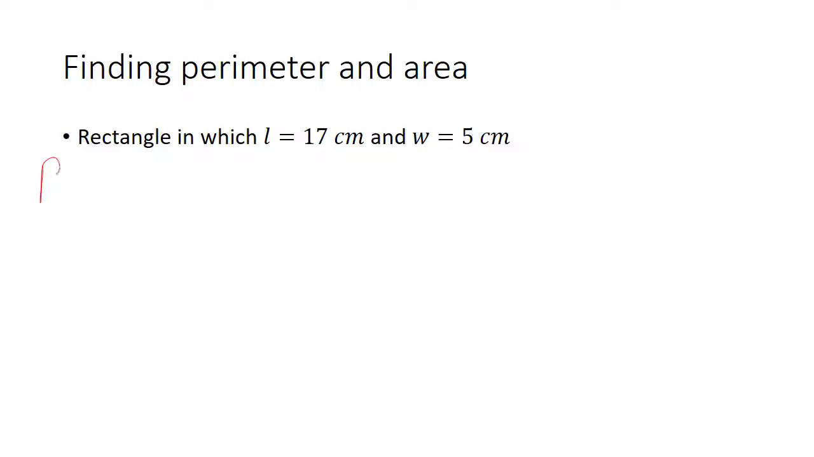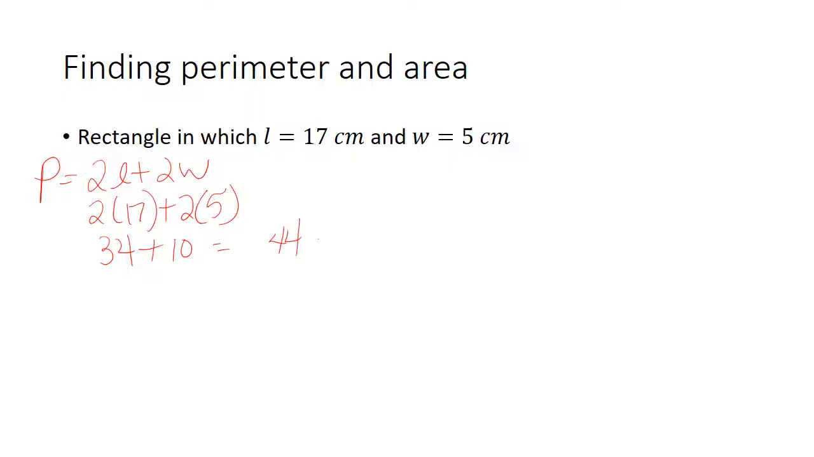So let's find some perimeter and areas. Let's say we have a rectangle that has a length of 17 and a width of 5. So let's find our perimeter first. Remember, our perimeter is going to be 2L plus 2W. So 2 L's would be 2 times 17, plus 2 W's would be 2 times 5. My 2 times 17 is going to be a 34, plus 10, giving me a perimeter of 44 centimeters.